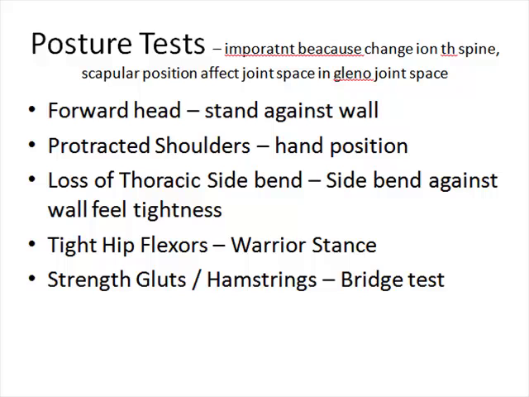The third test that could be done is to look at your posture. Your posture is important because changes in your upper spine, called your thoracic spine, the way that your shoulder blades or scapulas are positioned, can affect the joint space in your shoulder, also known as the glenohumeral joint space. So a physical therapist in many instances would look at your head position, your shoulder blade positions, the way that your upper back is positioned, and they would do a variety of tests.